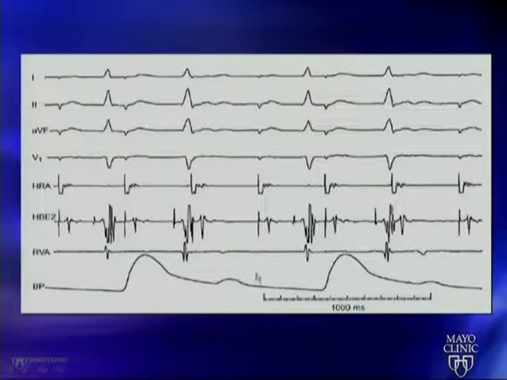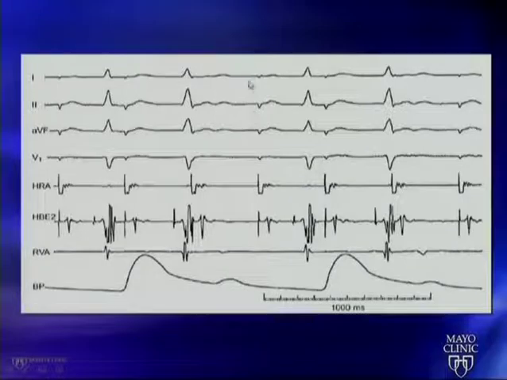His, and V. Now look at this for a second, and you'll notice something is happening. From the pacing spike to get to the His is taking longer, and then you pace and capture the A, but you never make it to the V.